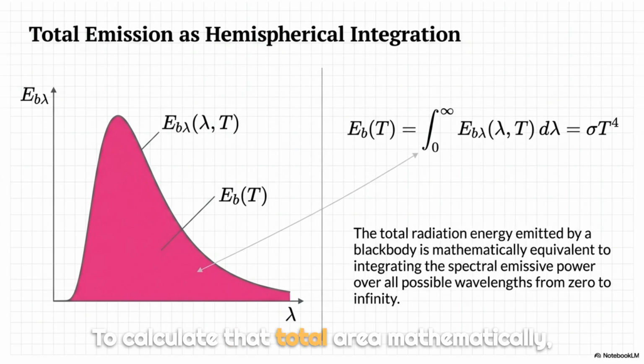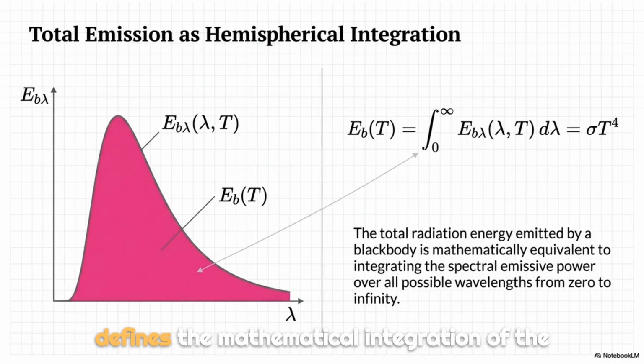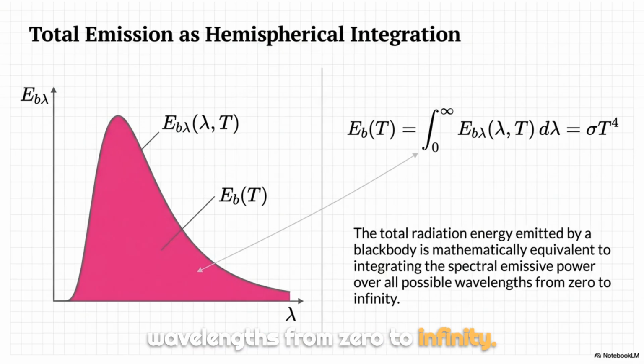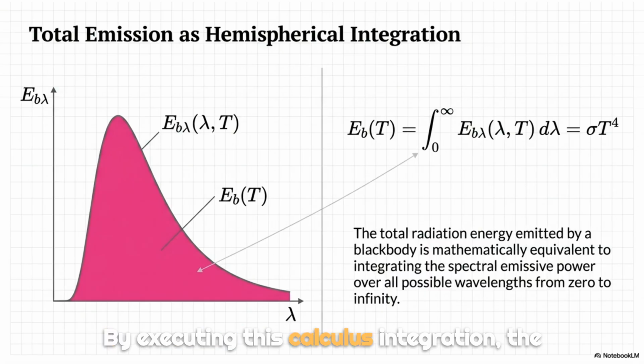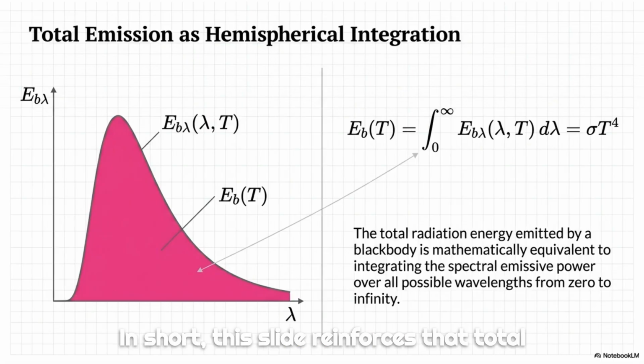To calculate that total area mathematically, we look to the right side of the slide. The primary equation centered on the right defines the mathematical integration of the spectral emissive power over all possible wavelengths from 0 to infinity. By executing this calculus integration, the spectral expression collapses beautifully back into the Stefan-Boltzmann law that we saw earlier. In short, this slide reinforces that total radiative energy is simply the sum of its parts.